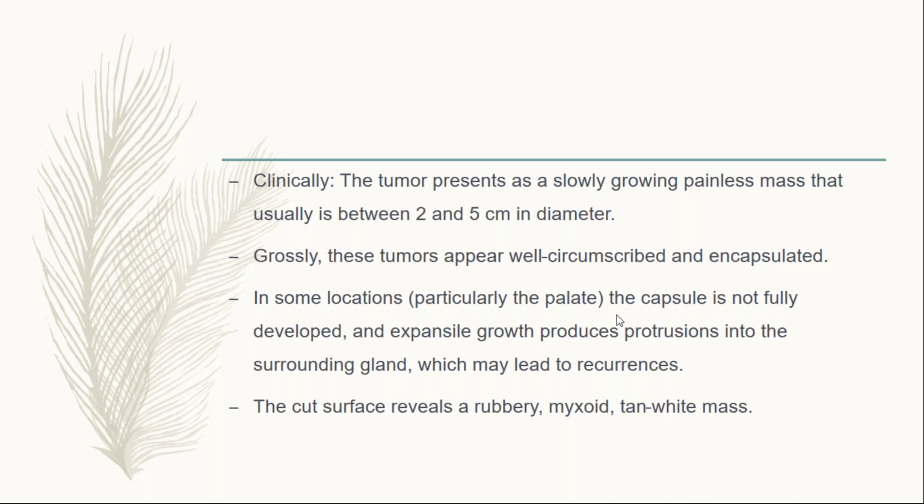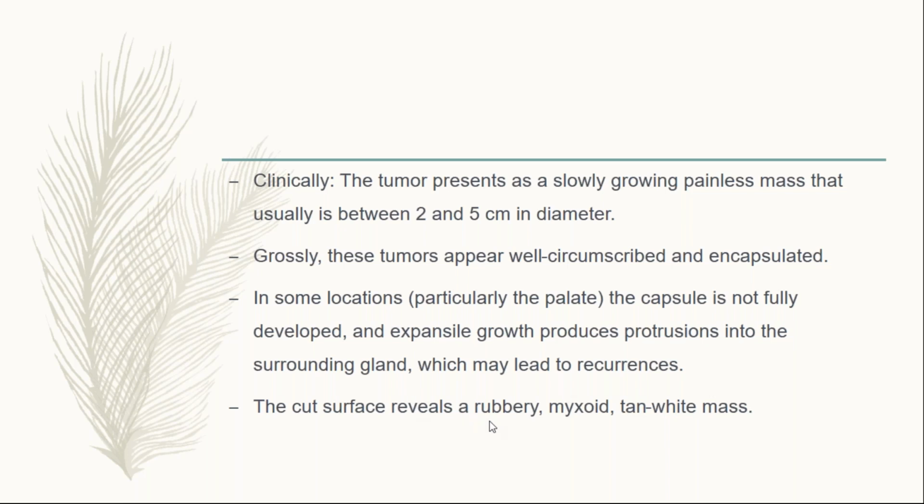Okay, so the malignant variant of pleomorphic adenoma is carcinoma ex pleomorphic adenoma. This is the malignant variant of pleomorphic adenoma. Generally it is very rare. So in some locations the capsule is not fully developed, and expansile growth produces protrusions into the surrounding glands, which may lead to recurrences. Okay, so this is very important both grossly and clinically.